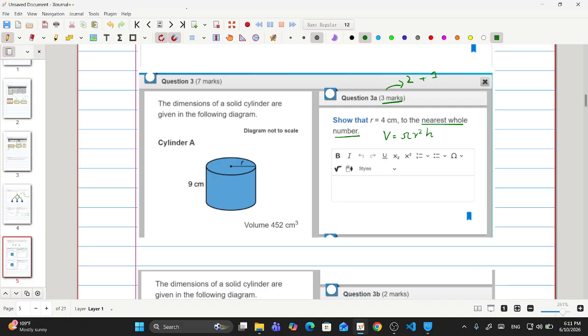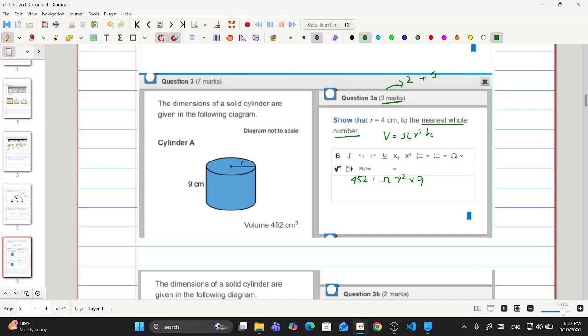We know that the volume is 452. Pi is pi as it is. Pi won't change. R square is as it is. And the value of h is supposed to be positive 9, right? Let me check if I did something as a mistake. No, I don't think so.